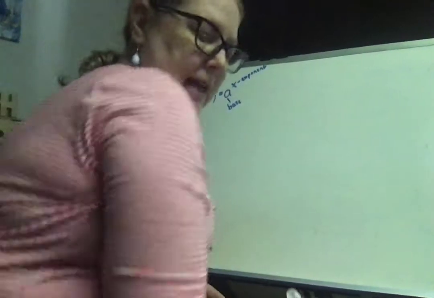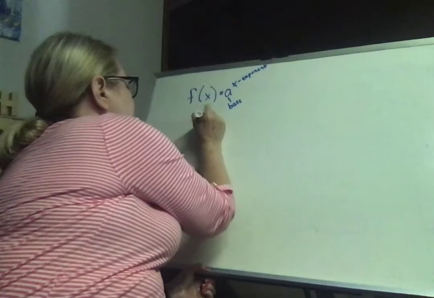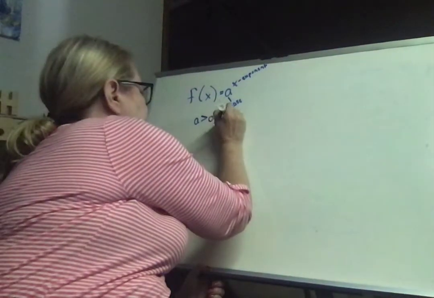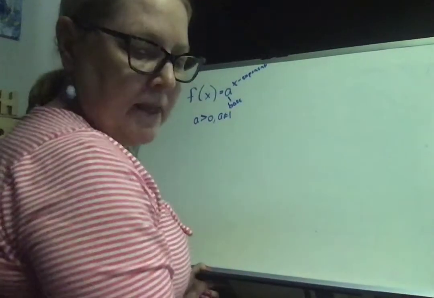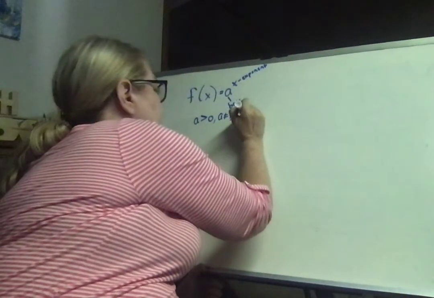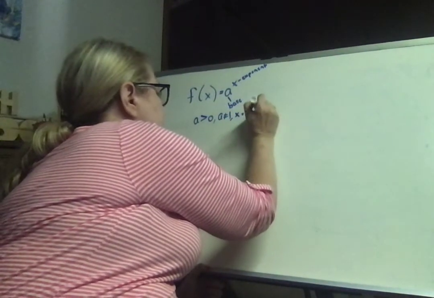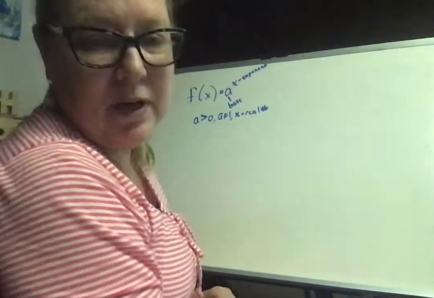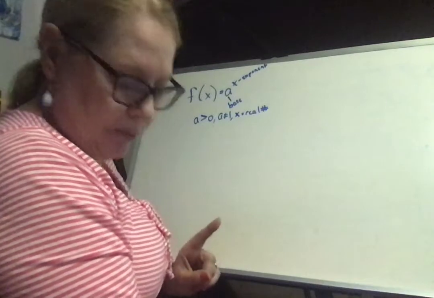A will always be bigger than 0. A will not equal 1. And x will be a real number. But here's the typical example, and we'll have the one-to-one property, it's called.